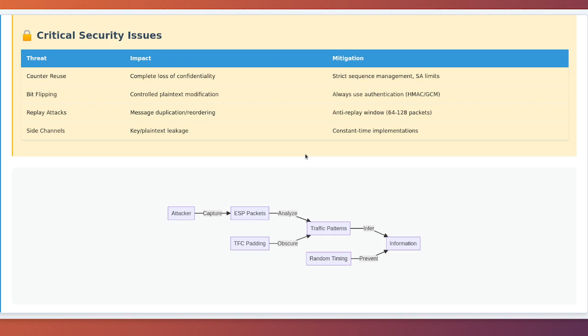Finally, quantum computing poses a long-term threat to current key exchange mechanisms. While AES itself is considered quantum-resistant with sufficient key sizes, the Diffie-Hellman exchanges used by IKE could be broken by future quantum computers. Post-quantum key exchange algorithms are being developed and standardized to address this future threat.